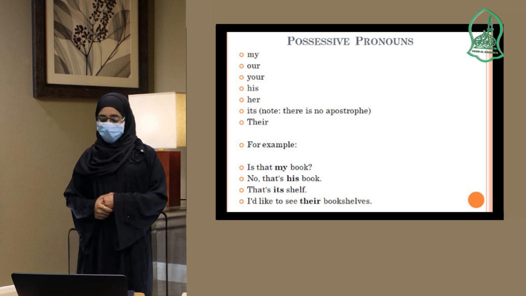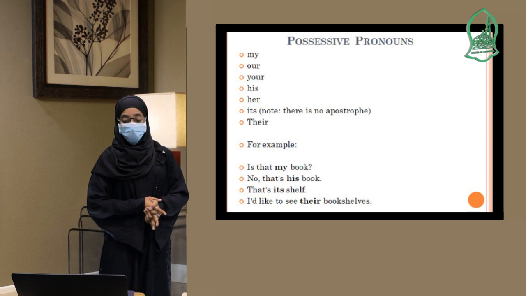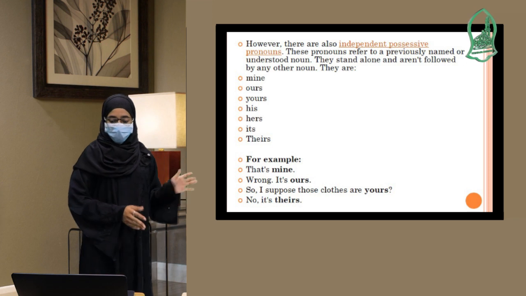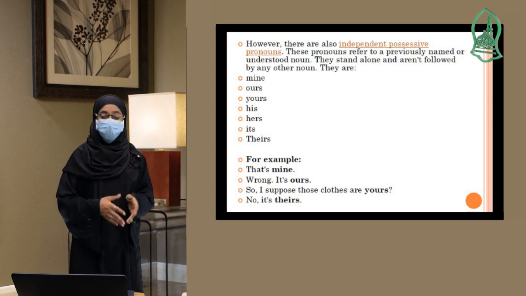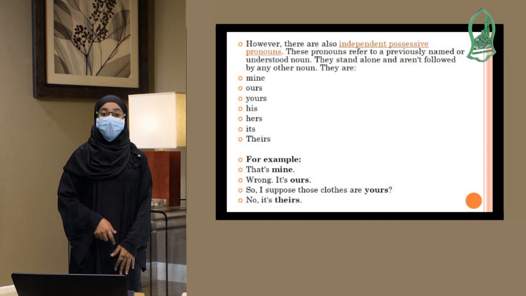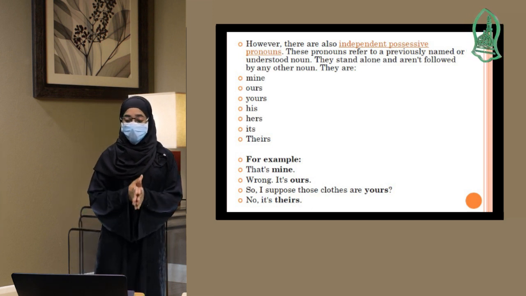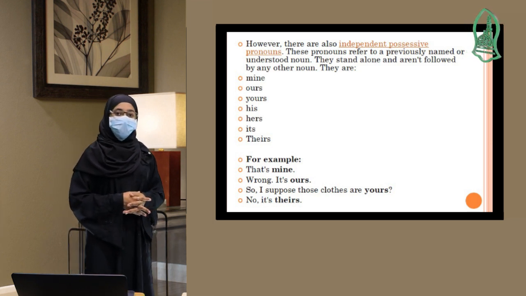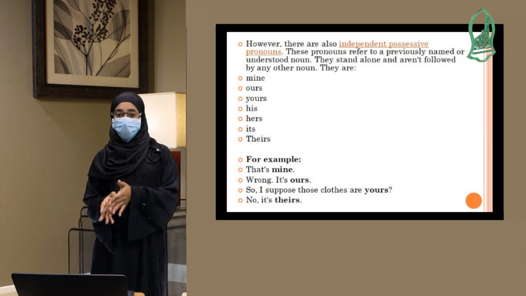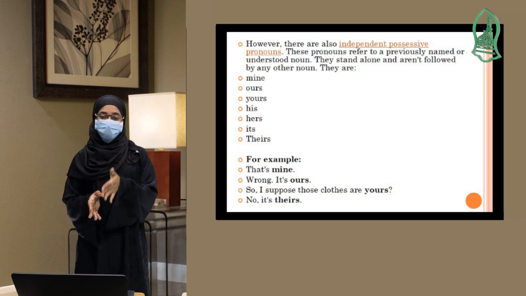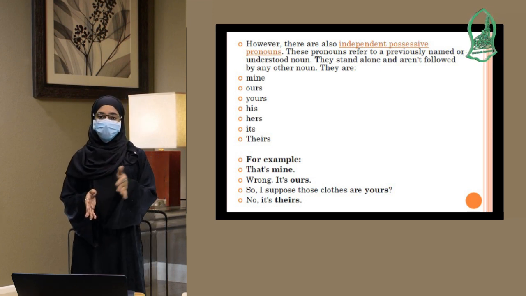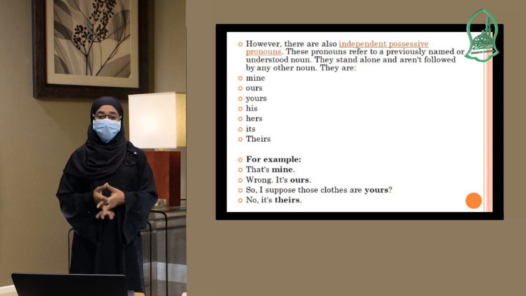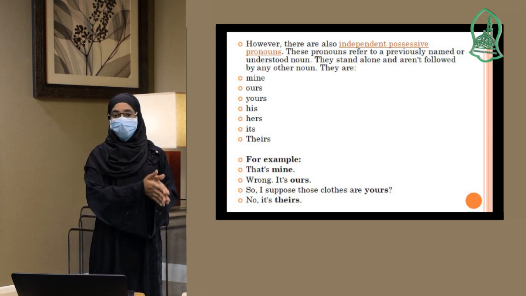But also we have another group of these possessive pronouns which is independent. When we are talking about independent, it means this pronoun refers to a previously named or understood noun. They stand alone. They are not followed by any other noun. We have seen the first group of possessive pronouns. They should be followed with a noun: my book, your pen, his pencil, her parent, our teacher. So that is a vast group of possessive pronouns.